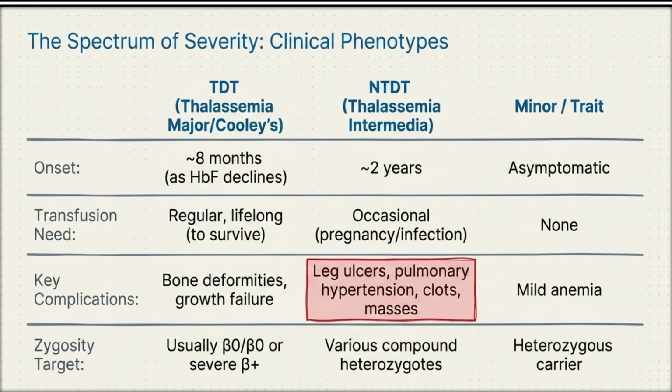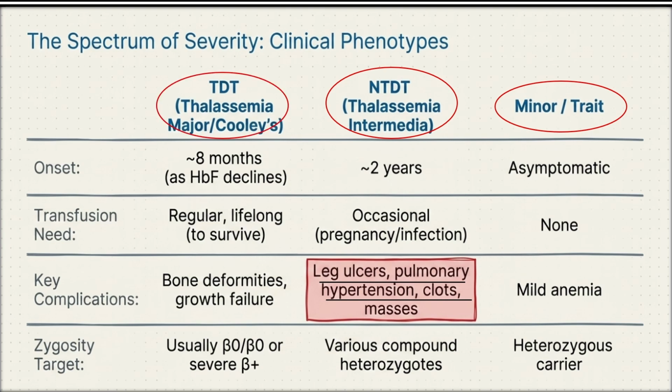The genetic diversity gives us a wide clinical spectrum reflected by the patient's dependence on blood transfusion. At the mildest end, we have the minor or trait form, representing the heterozygous carrier, who is usually asymptomatic. In the middle, it is non-transfusion dependent thalassemia or thalassemia intermedia. These patients typically present around the age of 2 and suffer from specific chronic complications like leg ulcers, pulmonary hypertension, and thromboembolic events. At the most severe end is the transfusion dependent thalassemia or thalassemia major.